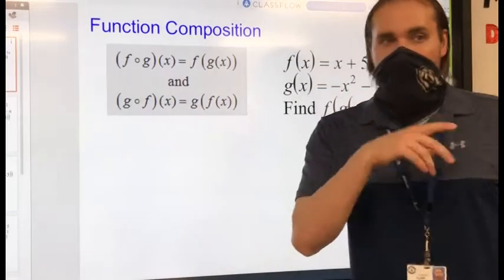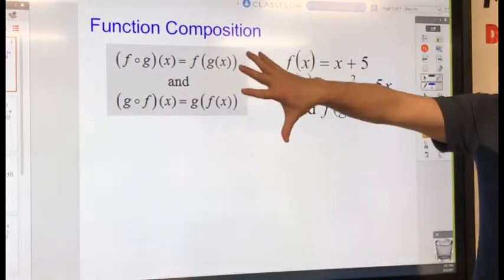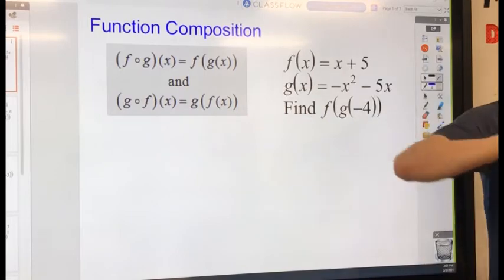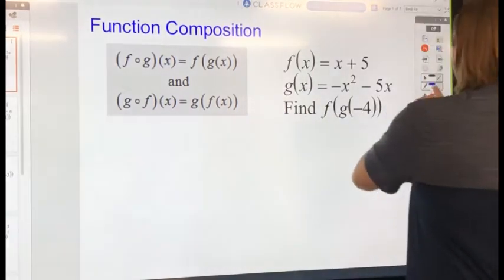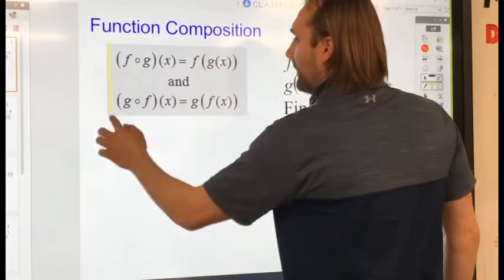All of you have come from Algebra 2, which means all of you have seen function composition. So this should be a review, but that's okay. I'm going to teach you like this is the first time you've seen it. Here's our notation for function composition.